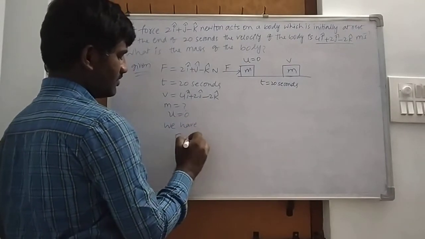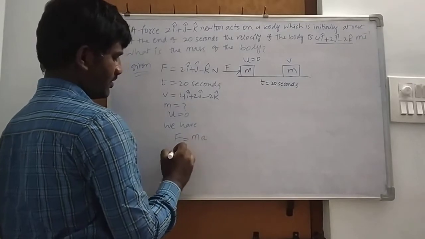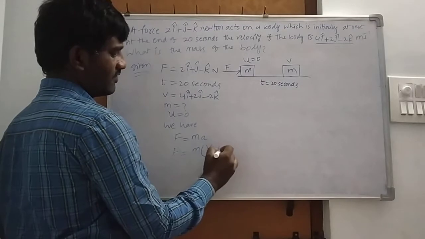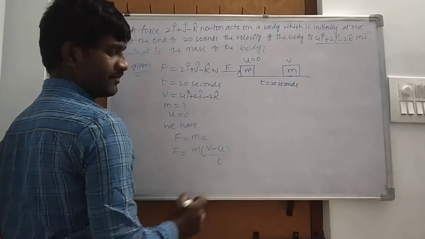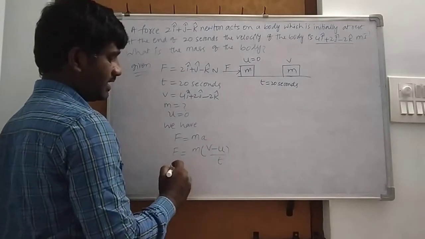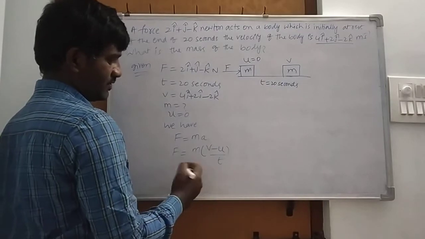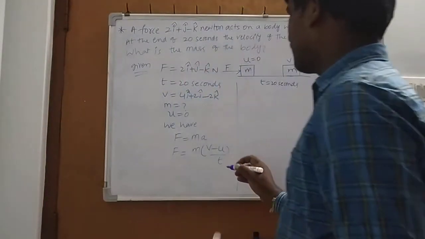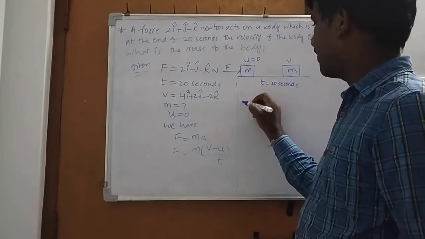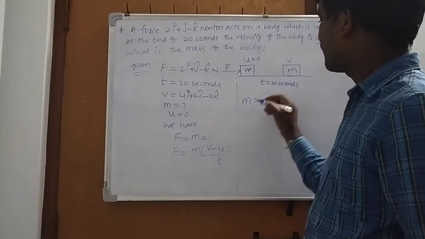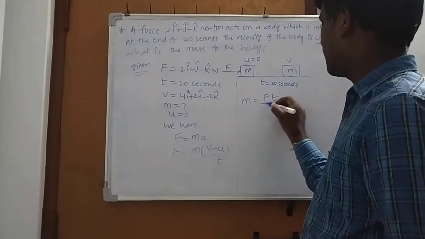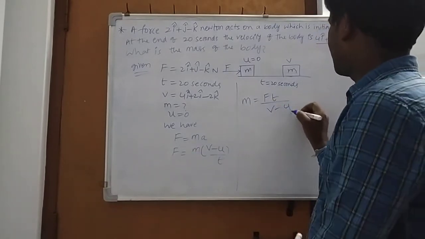So first we have F is equal to ma. F is equal to m times a. What is a? Change in velocity by time. Now we have to find the mass, so separate the mass. Mass is equal to F into t by V minus U.